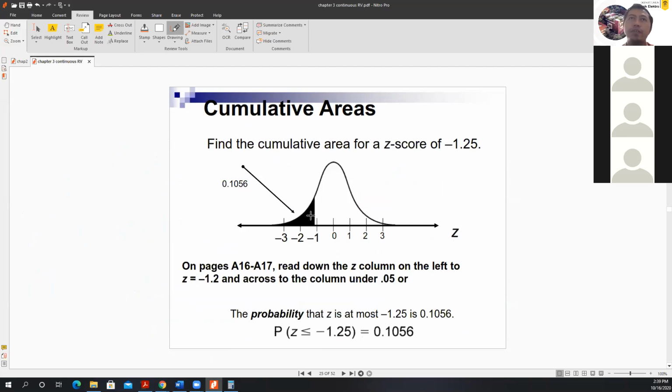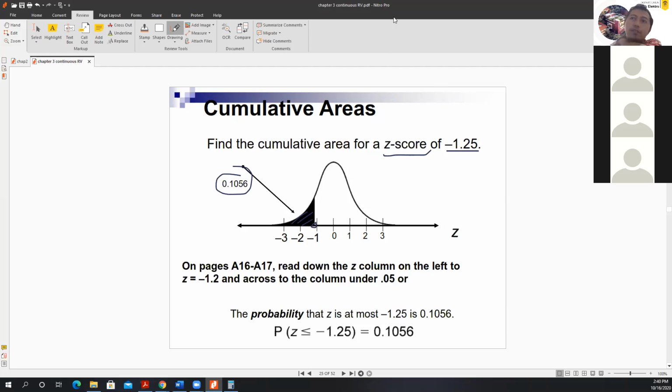For example, we want to know the cumulative for a z score of minus 1.25. This is the area, the black area here, around here. And by integration, the result will be 0.1056. Let's check from the table.